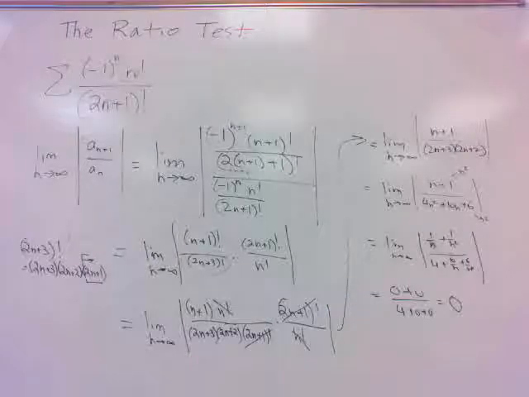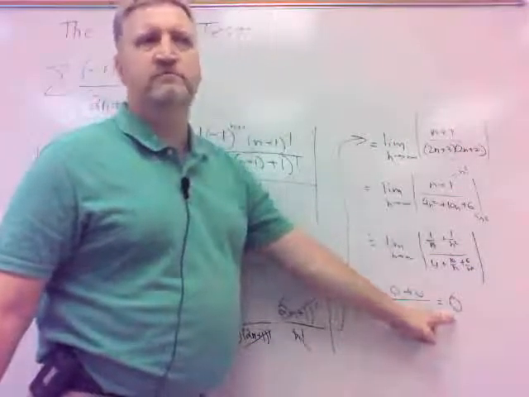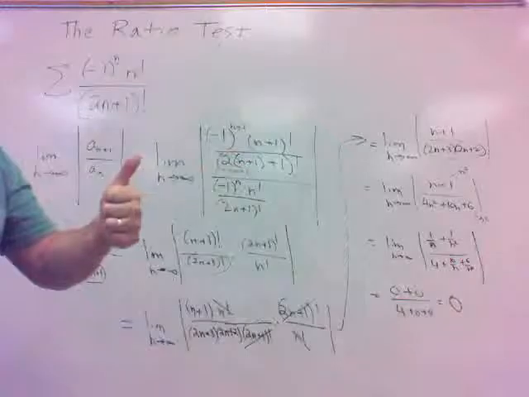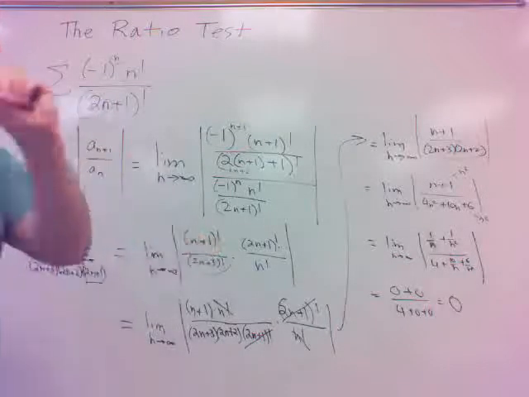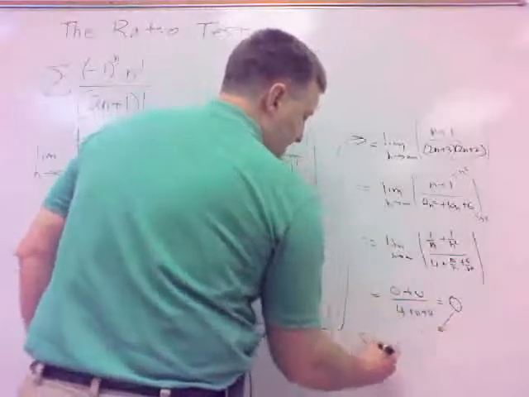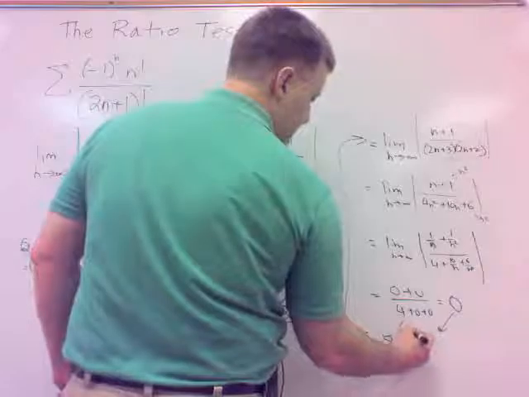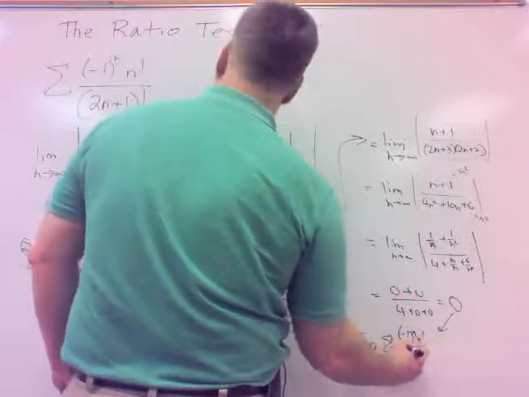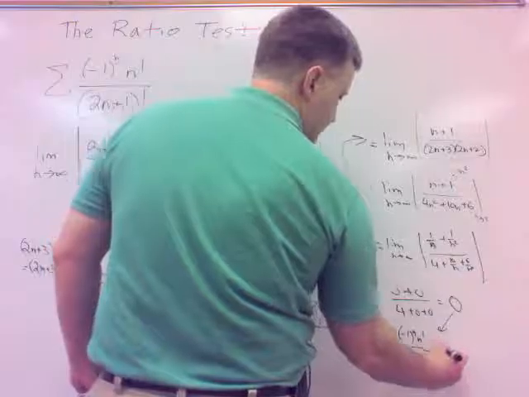What does that tell me about my series? Well, the ratio test says if the limit of all this is less than 1, it is absolutely convergent. So this series is absolutely convergent.